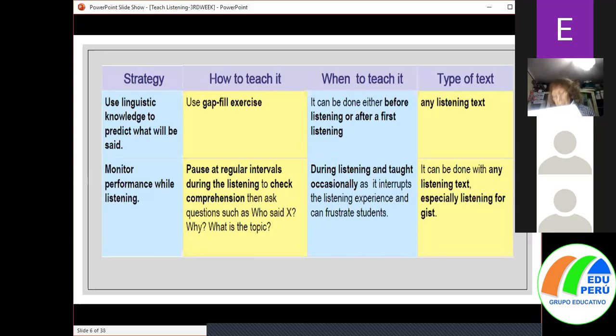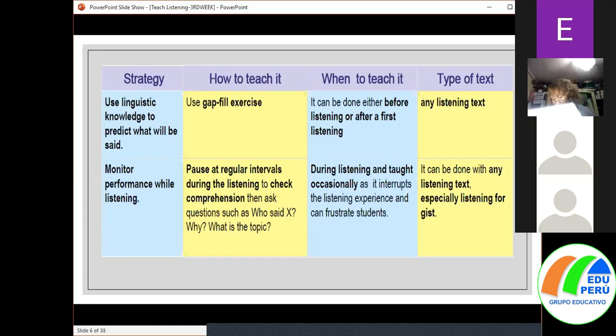So what about that type of test? It can be done with any listening test, especially listening for gist, all right? So here we have this sub skill, no? Can you remember what is listening for gist? We talked about it. General idea. Aha, yeah, to get the general idea. Yes, very good. No, this is listening for gist.